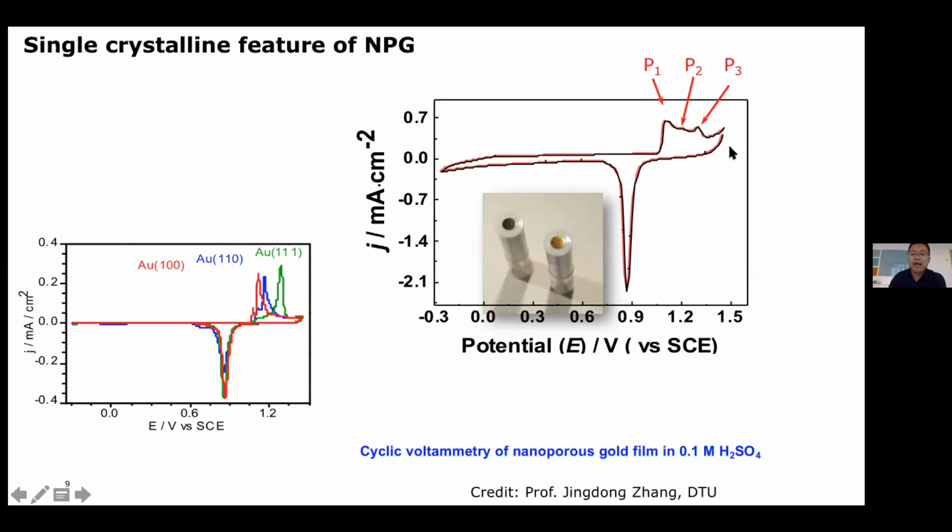If we do the cyclic voltammetry of the gold electrode in sulfuric acid, we could see the fingerprint oxidation peak and the reduction peak. Here on the left hand, it shows the CV of some single crystal surface. It shows different oxidation peaks, and all these peaks for gold 100, 110, and 111 can be found on nanoporous gold. So here it shows that nanoporous gold has some single crystalline feature, which we think is interesting.